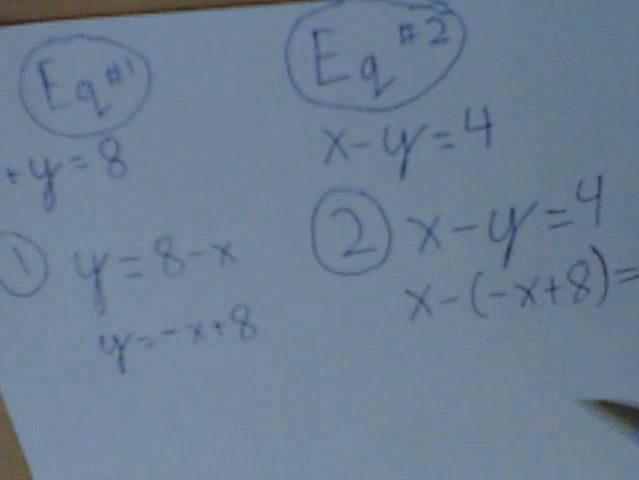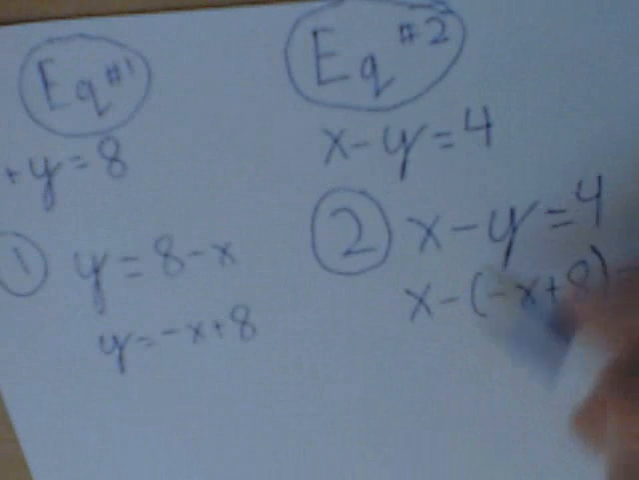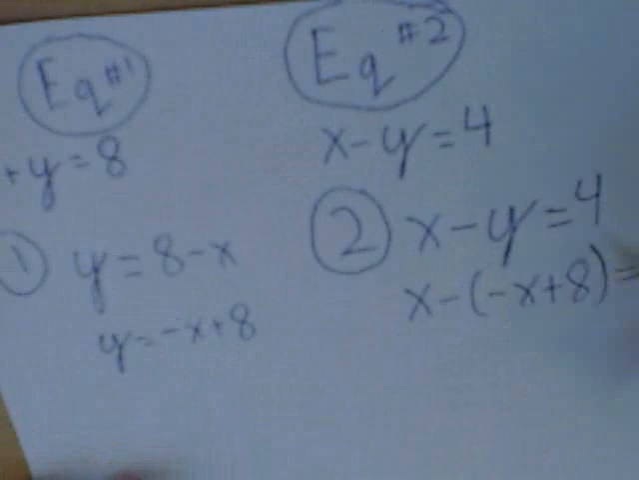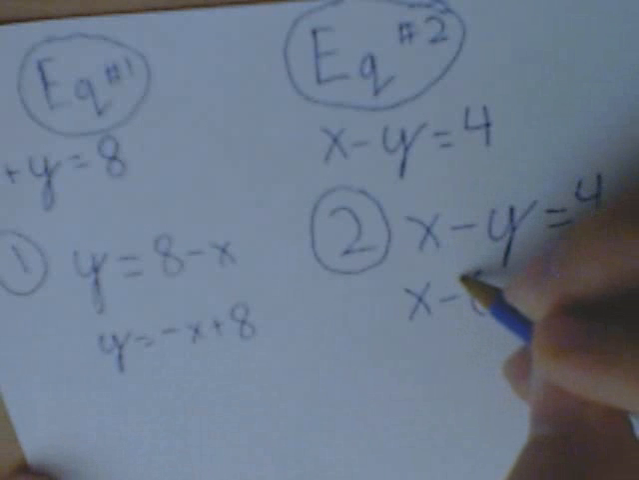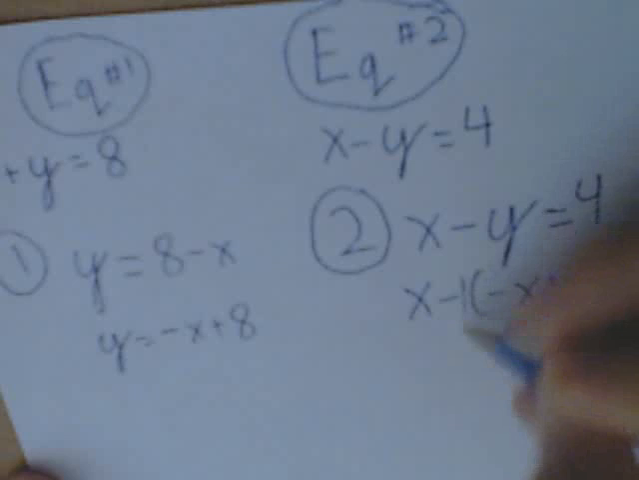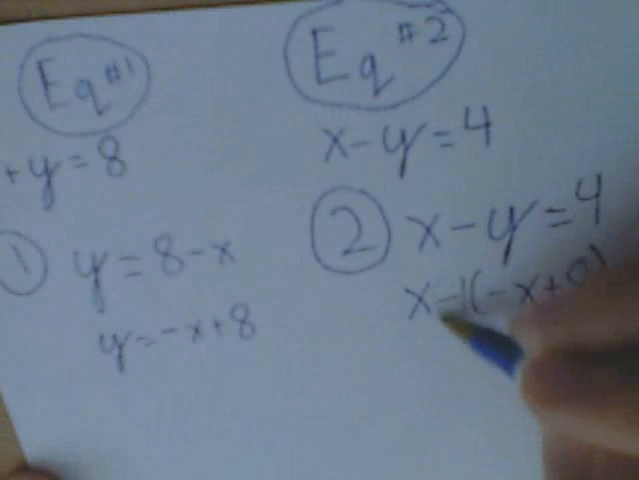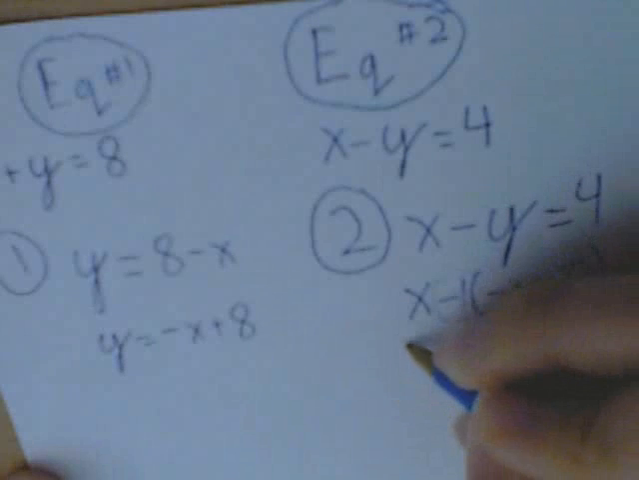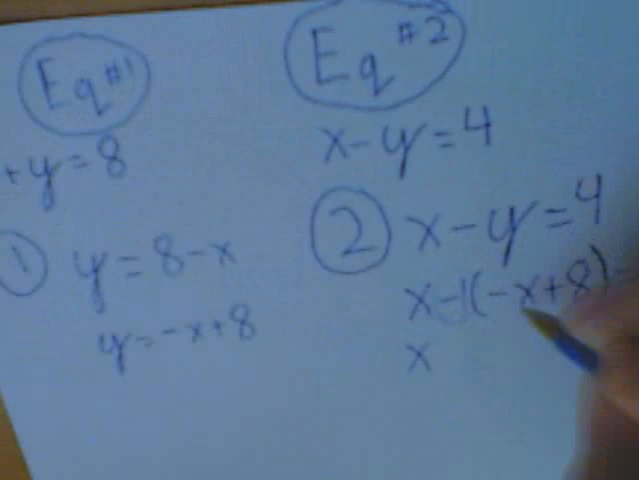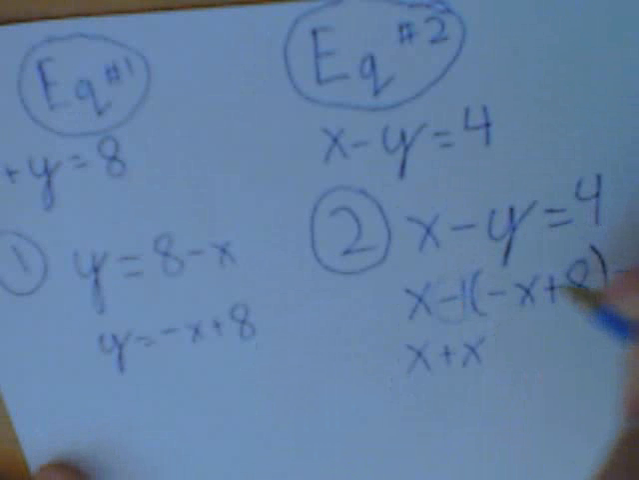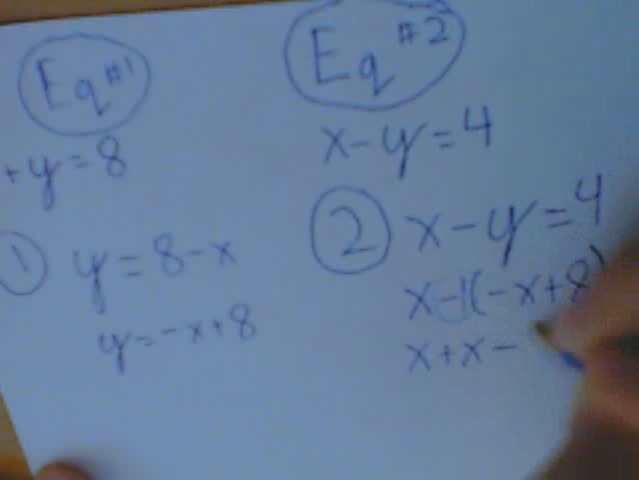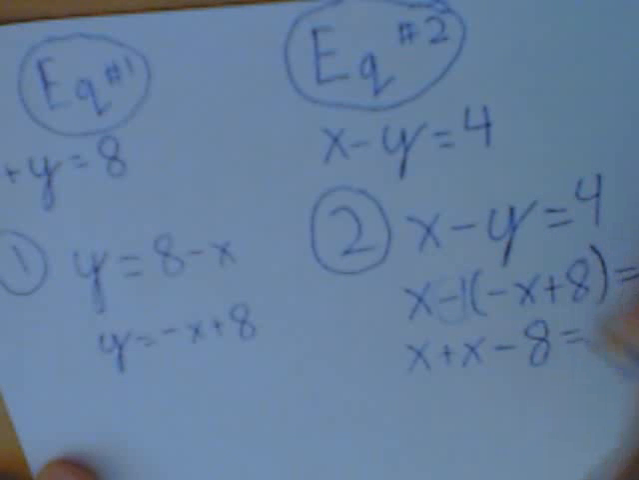Then we just apply what we know in math to get rid of these actual brackets. We'll just change the signs in the brackets, as there is an imaginary 1 here, so you would multiply everything in the bracket by this negative 1. So it would be x, negative 1 times negative x would be this positive x, so x plus x. Then negative 1 multiplied by positive 8 would be negative 8. So x plus x minus 8 equals 4.